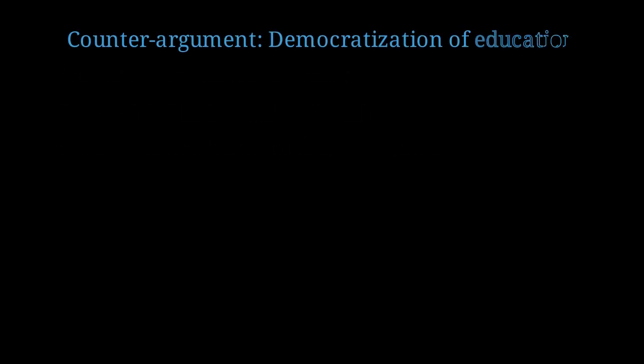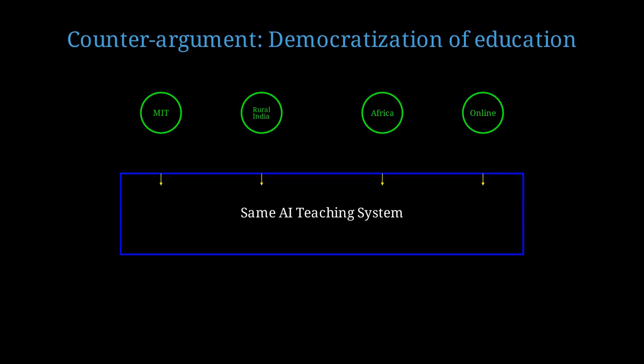However, proponents argue this technology democratizes access to world-class education. A student in a developing country can receive the same quality instruction as one at a top university. The same high-quality AI teaching system can simultaneously serve students at MIT, in rural India, in Africa, and in online programs. Geographic and economic barriers to education are reduced.